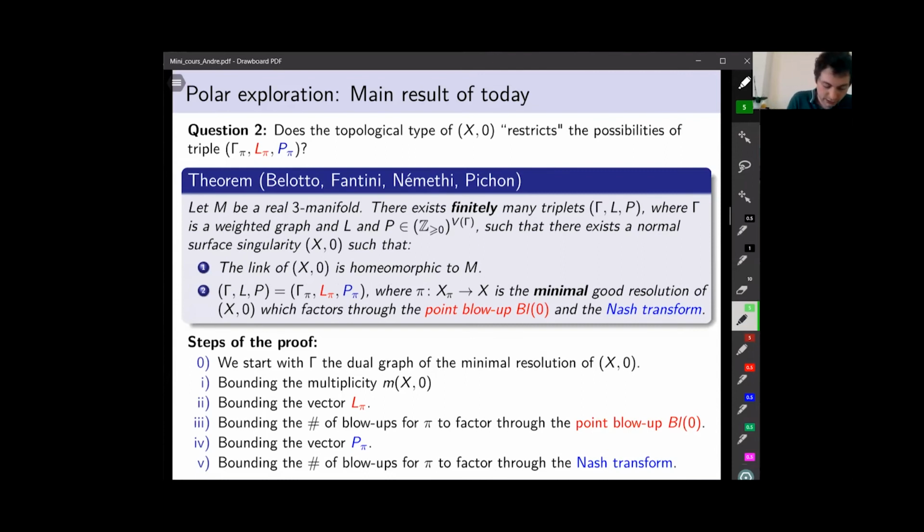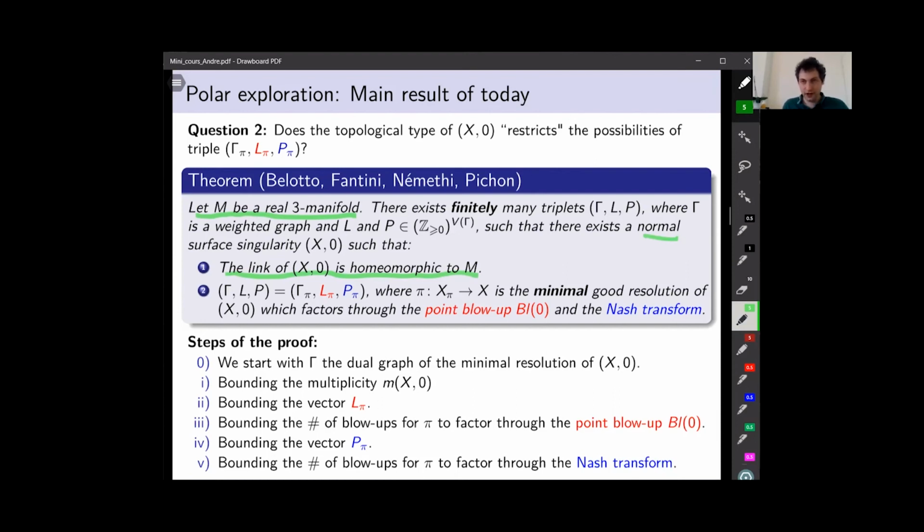And here, once again, let M be a real manifold. The link of X0 is homeomorphic to M, so we're fixing the topology in some way. And in between that, what we're going to say is that there exist finitely many triplets like this, so relations between L and P, such that there exists a normal surface singularity, and this triplet is realized by one of these finite number here. So the triplet coming from this normal surface singularity is realized. It's important in our hypothesis that it is in between the finite number that we've talked about here, where again, this is the minimal good resolution which factors through the point blowing up and the Nash transform.